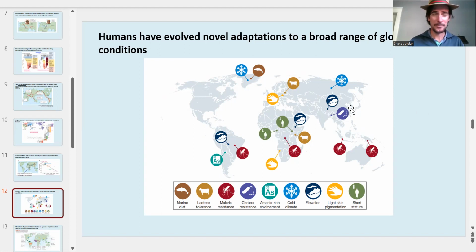So anyway, these are just examples of a bunch of interesting adaptations that we see have evolved in different human populations in response to a whole bunch of varied environments across the Earth's landscape.